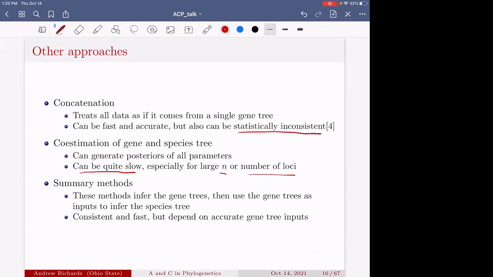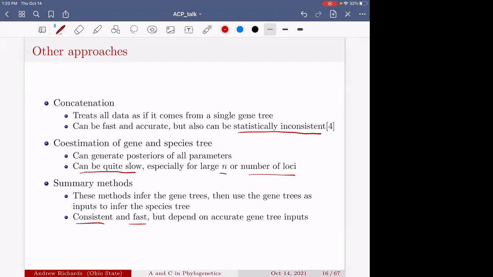The third method is what's called summary methods, which infer the gene trees and then use the gene trees as inputs to infer the species tree, which is consistent and can be quick, which is good. But the real dependence here is the accuracy of the gene tree inputs. So if the size of the recombination-free loci is small enough that you can't infer the individual gene trees accurately, then these summary methods can run into trouble. So that's sort of the layout of methods.